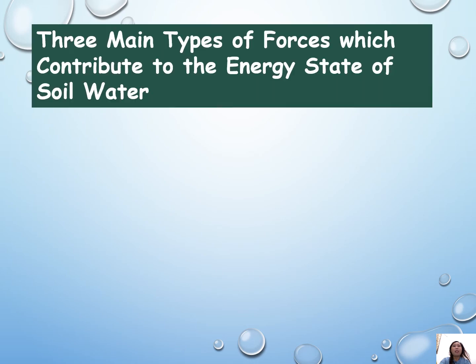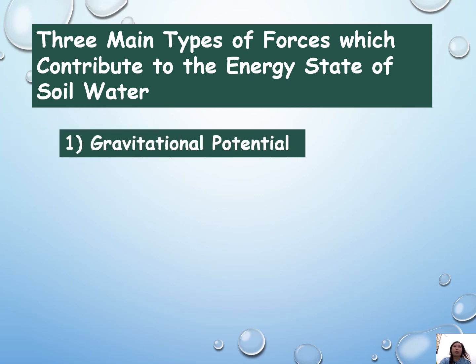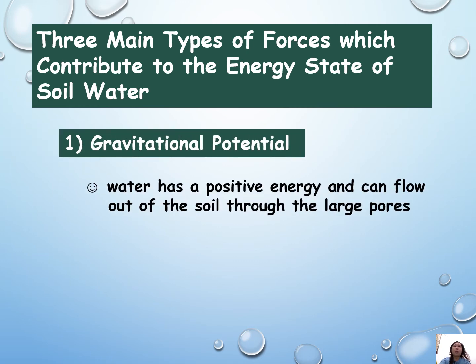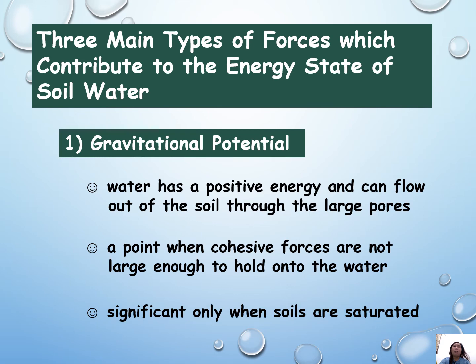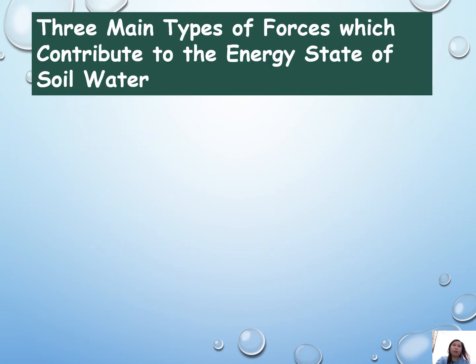Okay, so now let's look at the three main types of forces which contribute to the energy state of soil water. First, what we call the gravitational potential. This is the water potential in which the water has a positive energy and can flow out of the soil through the large pores. And it is a point when cohesive forces are not large enough to hold onto water. And this is significant only when soils are saturated. So that's for the first type of force.